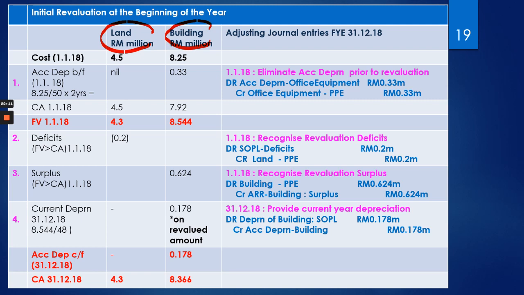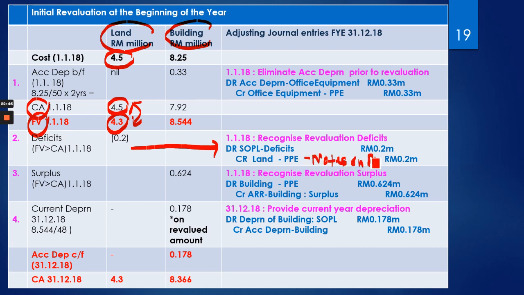So for this one, before you revalue, you need to understand that the first asset was a land. The cost was 4.5, so the carrying amount also is 4.5. You will have to compare this with the fair value. If you compare these two, you can see that there is a reduction, and this is a deficit. So that deficit will be debited to the SOPL. So when you debit to the SOPL, that will affect SOPL. But when you credit to the land, this will affect your notes on PPE. So when you credit the land, that is actually for you to go and take it out or minus.